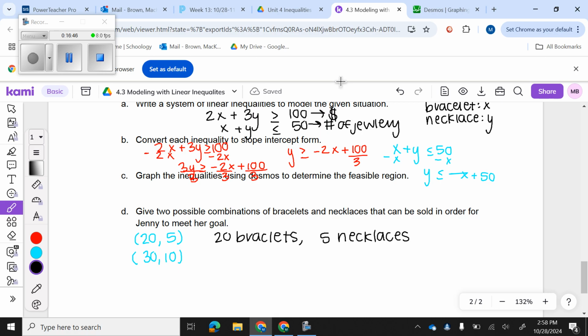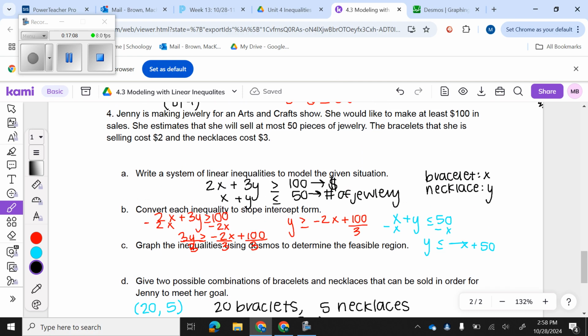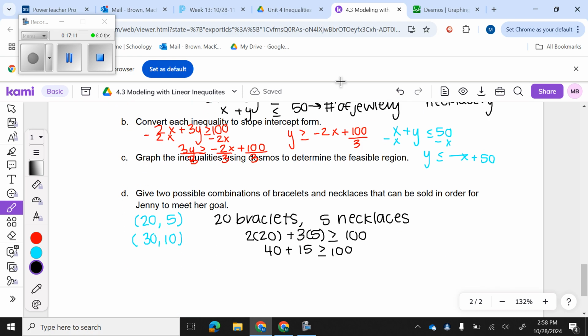So when I go and double check this, I'm going to double check that, okay, 2 times 20 plus 3 times 5, is that going to be greater than or equal to 100? Okay, so when I go double check this, this is going to be 40 plus 15, and that is not greater than or equal to 100. That's not going to work, okay? So let's go see what we messed up with.